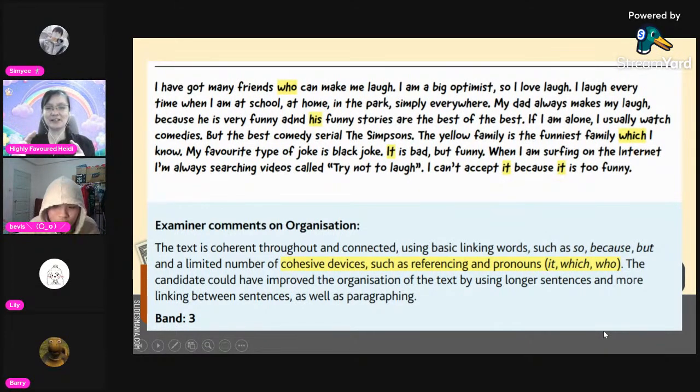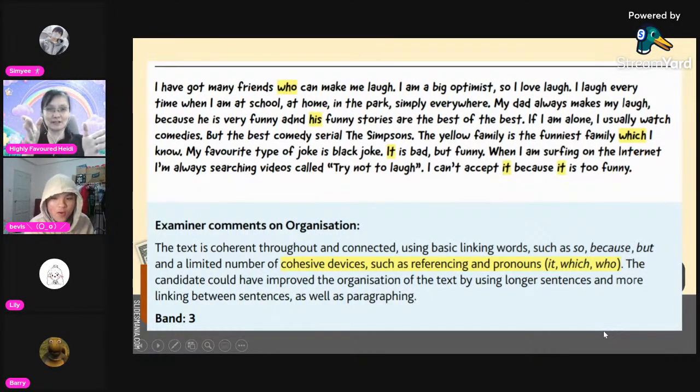But then you can see that you don't have replacement sentences or replacement phrases, like just now the teacher mentioned. Now this "it" is referring to the joke. It's referring to black joke. So that's one cohesive device. That's why the comment here is that it will be better if the candidate could improve the organization of the text by using longer sentences.